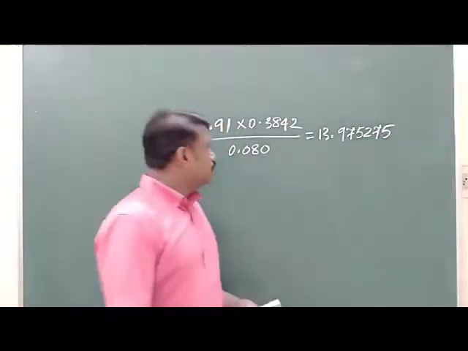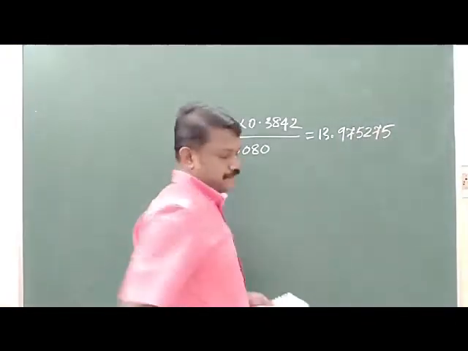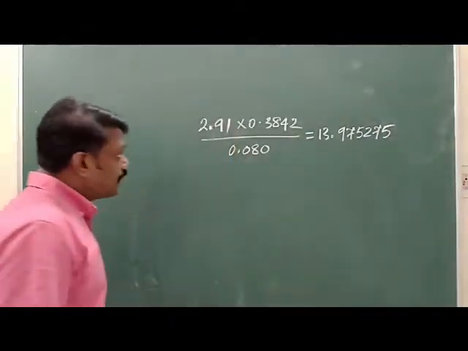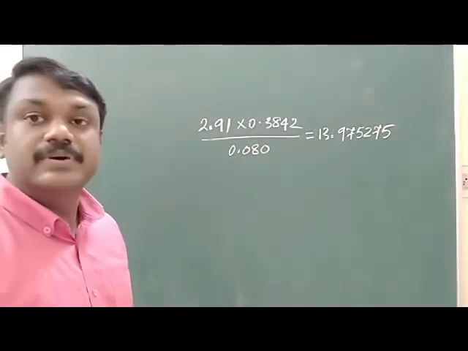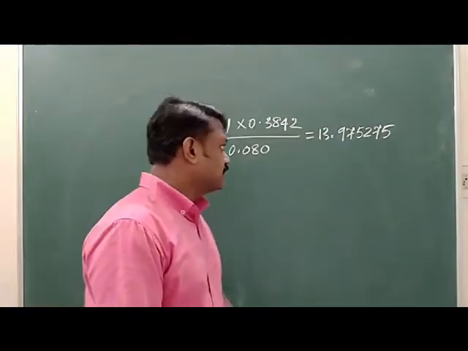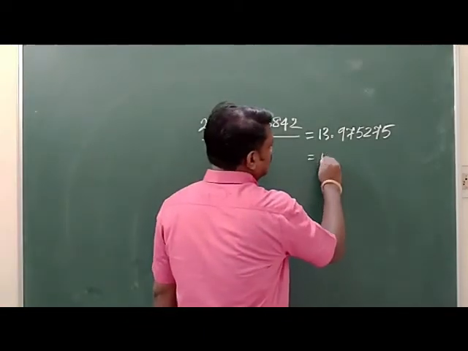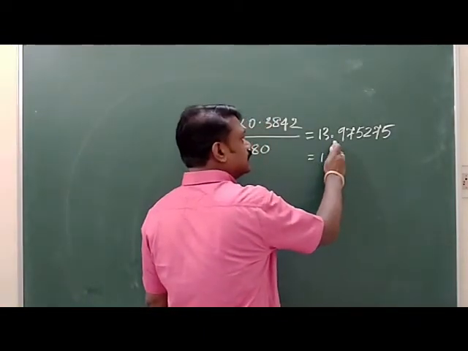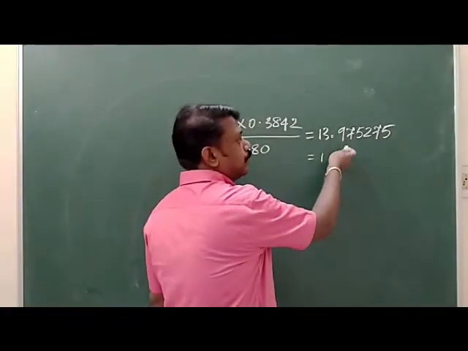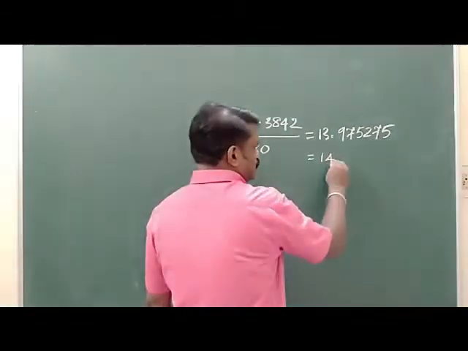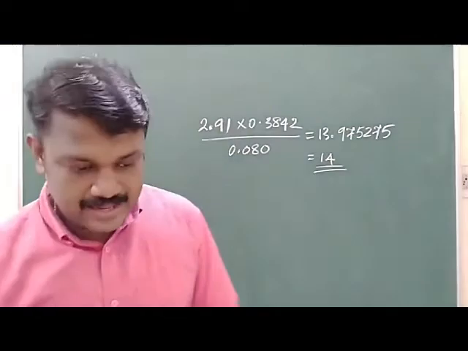Okay. So when we are calculating this much, it is getting as 13.975275. But we have already said how many significant figures should be there? Only 2 significant figures should be there in the answer. So that will be 13.9. So that 9, when you are rounding off to 2 significant figures, 0.9 should be added as 1. So 14 is the answer for that.